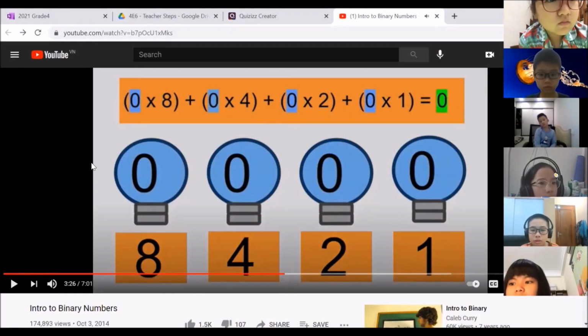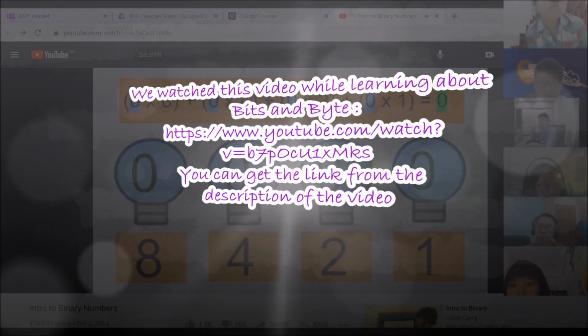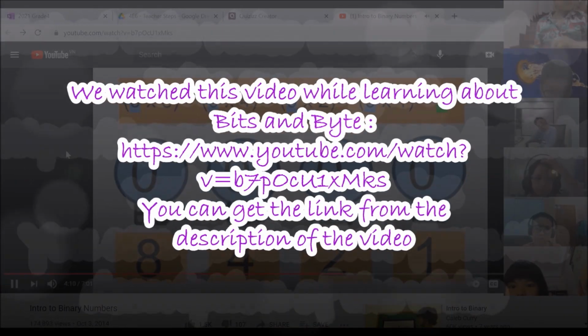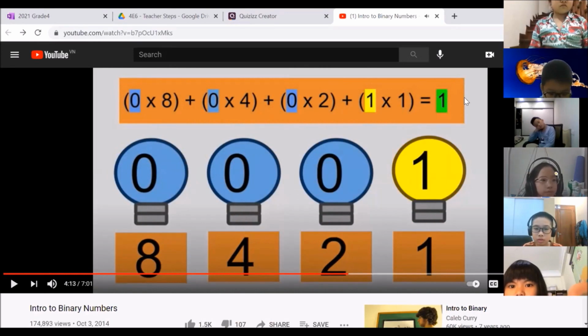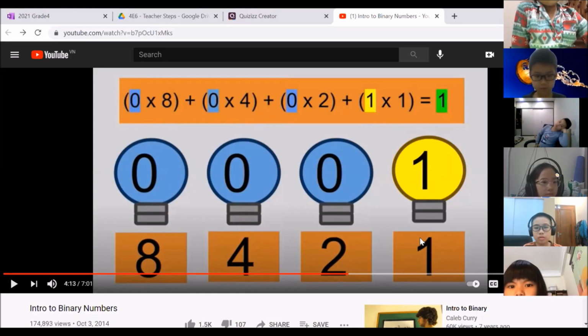Basically, to show 0, you've got 0, 0, 0, 0, because you've got no 8 values, you've got no 4 values, you've got no 2s, and you've got no 1s. We're going to count to 5. Okay, so if we want the value of 1 in green, then we just need to use one of the 1 values, okay? You can only ever use 1. You've only got 1 of each value available, so you can't have 0, 0, 0, 2. It's only in 0s and 1s.